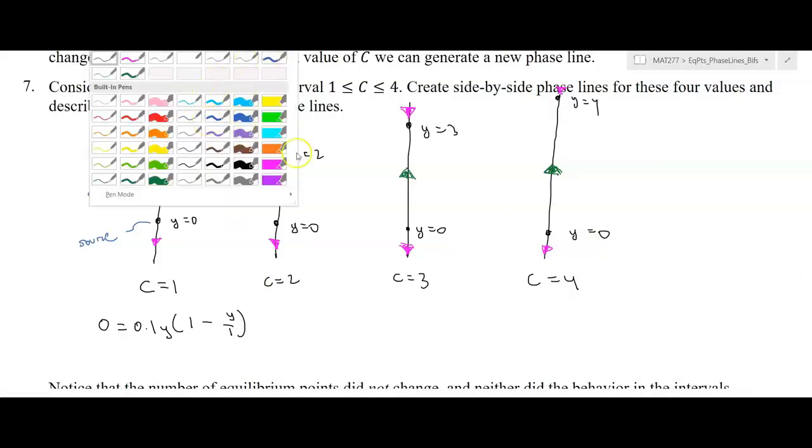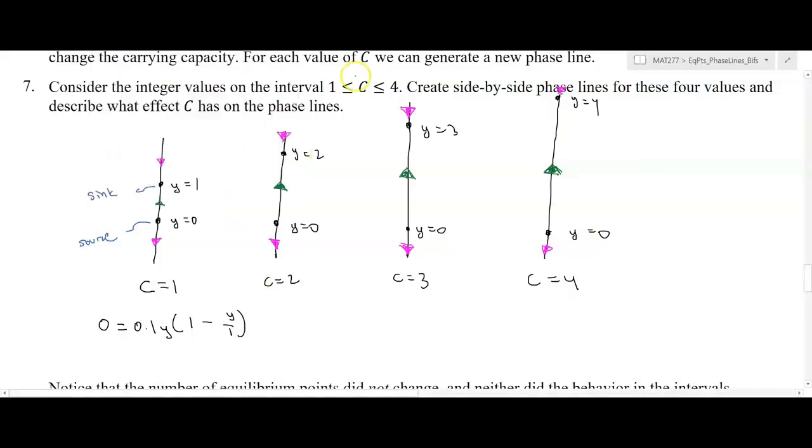So we actually could continue to draw phase lines. We just limited ourselves to these 4 values, but we did a pretty powerful analysis here. We just really learned what that value of c does. The value of c just creates a bigger gap between our equilibrium points. What that practically means is there's a larger interval for growth if you have a higher carrying capacity.